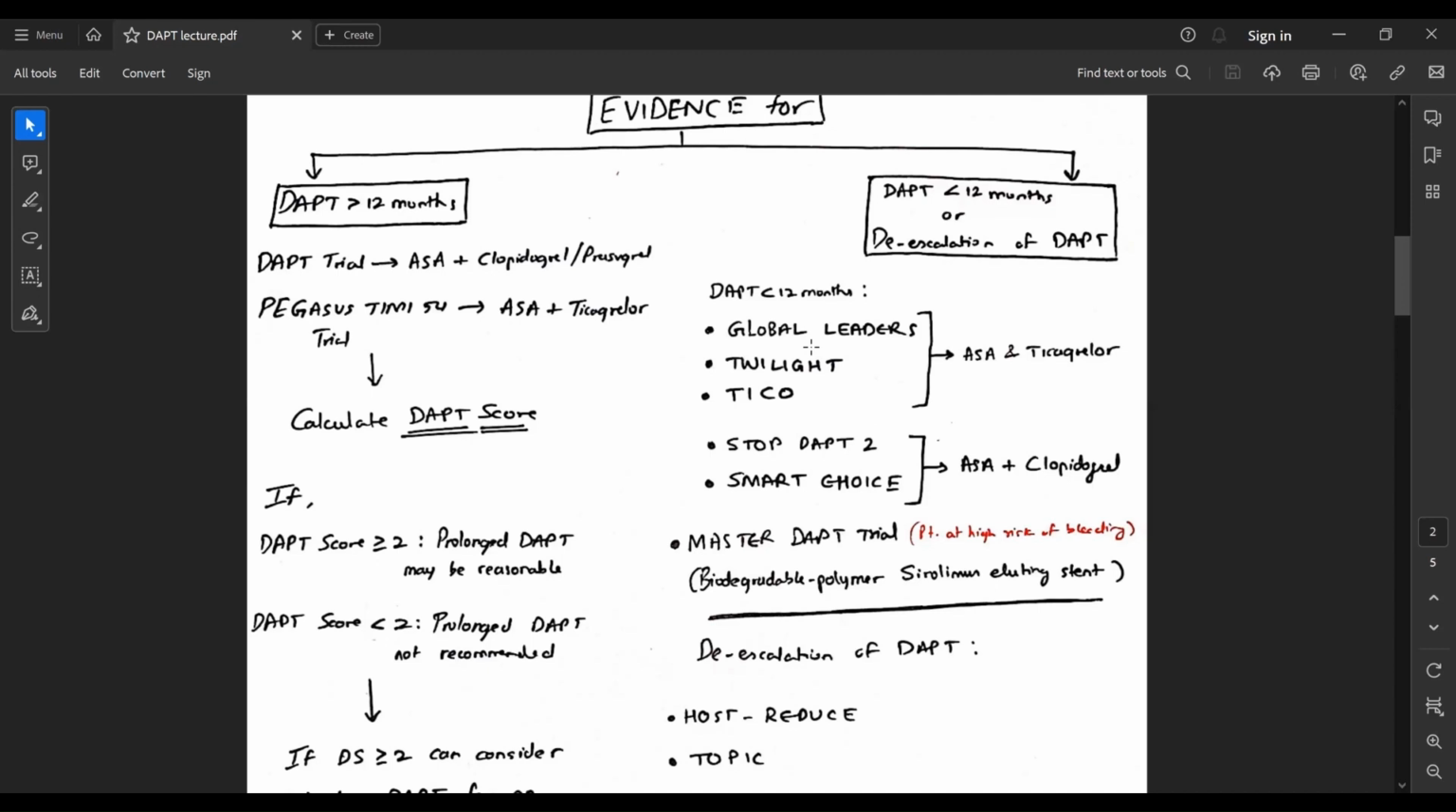The other trial is the TICO trial, which was done on about 3,000 patients, and all of them were acute coronary syndrome, including about 36% of the patients with STEMI. This trial compared DAPT with aspirin and ticagrelor for 3 months, followed by ticagrelor for 9 months, and they compared this with DAPT with aspirin and ticagrelor for 12 months. One of the important inclusion criteria for this trial was that all the patients they included received an ultra-thin bioresorbable polymer sirolimus-eluting stent.